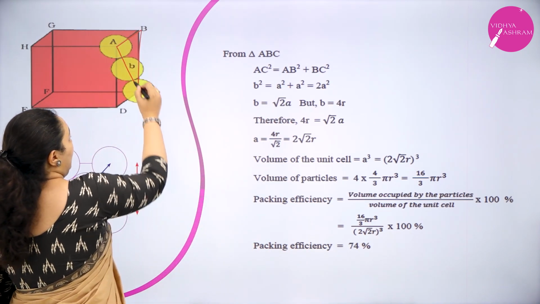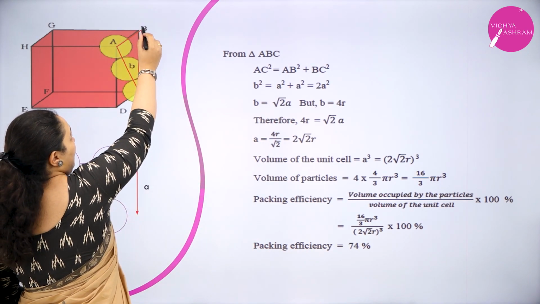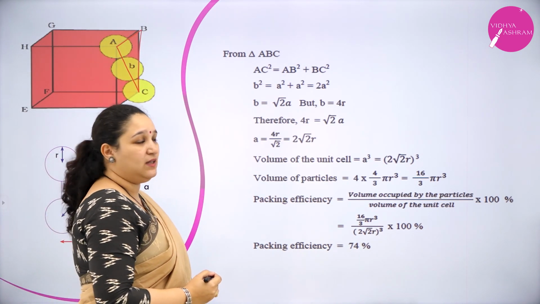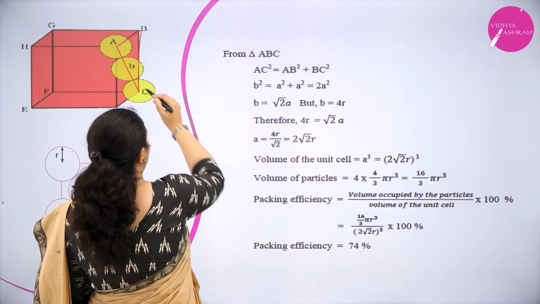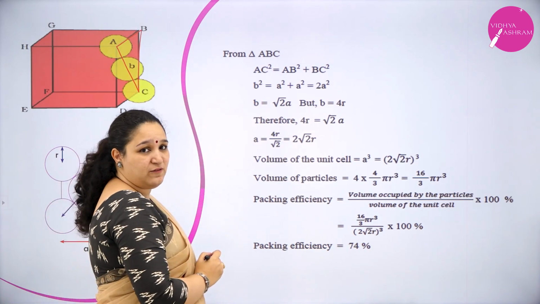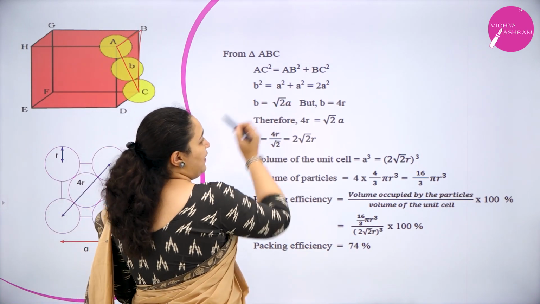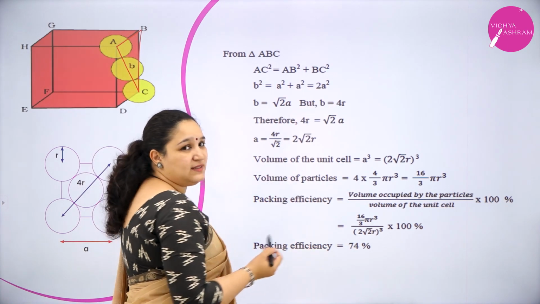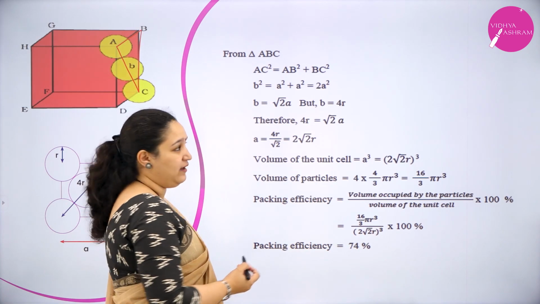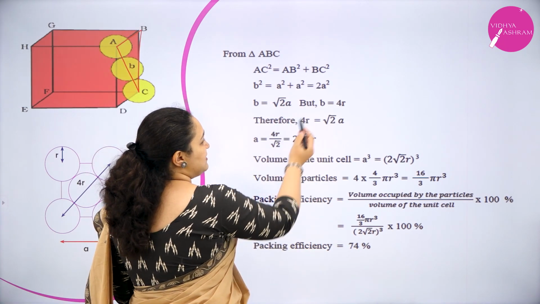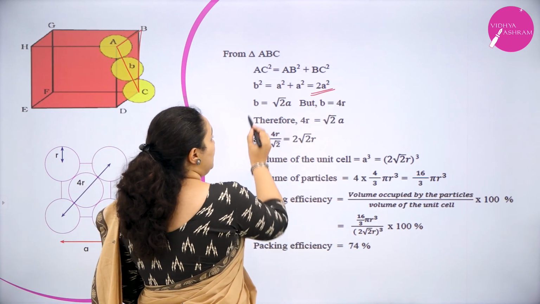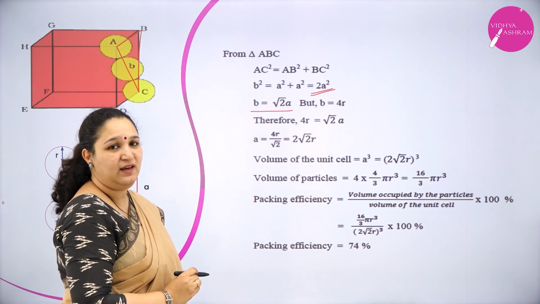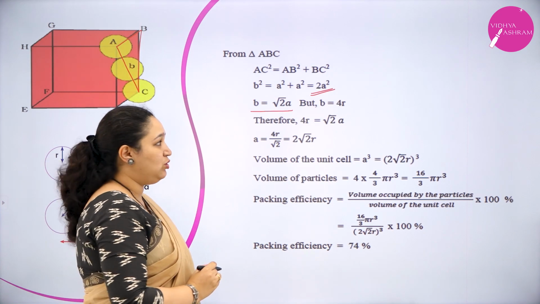That is, AC square is equal to AB square plus BC square. We know it is from the Pythagoras theorem. So, what is AC square? It is b square, that is face diagonal. What is AB square? Edge length a, that is a square. What is BC square? Another edge, that is again a, which is a square. So, a square plus a square is 2a square. So b is equal to root 2 a. We are writing b is equal to root 2 a.